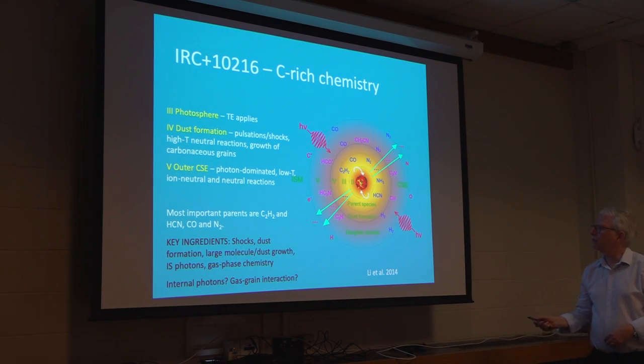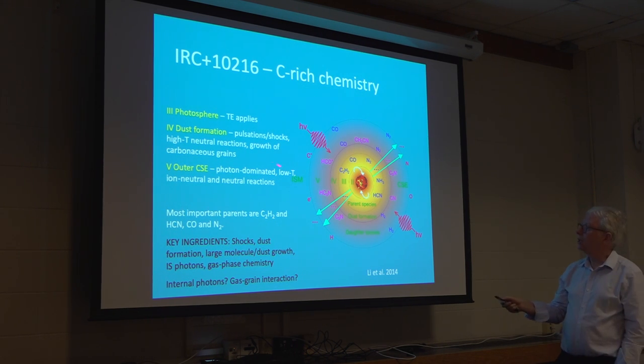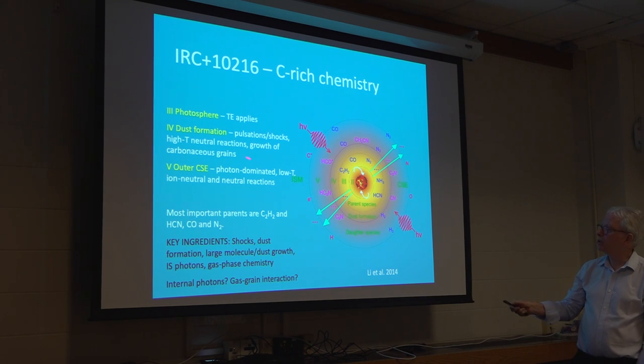And so a kind of overall picture of what happens in these objects is, you have a central star where in the photosphere densities and temperatures are such that thermodynamic equilibrium applies. You can calculate more or less the chemical compositions of the gas here. Dust forms, driven by pulsations and shocks, which provides much higher density material and allows collisions to occur. At high densities and temperatures, neutral reactions begin the process of dust growth, and collisions with grain seeds then build up grains. So on a carbon star, they build carbonaceous grains, and on an oxygen-rich star, they build silicates.